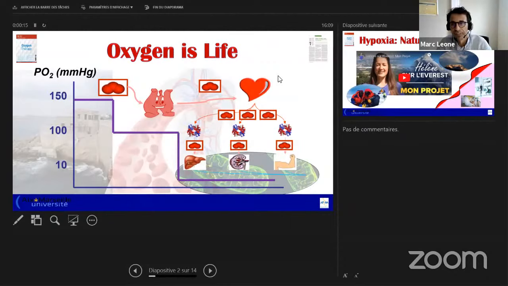I like this figure. It's my favorite figure in medicine that shows you that we have in the air 150 millimeters of mercury of PO2, and to make my mitochondria active, I need only a few millimeters of oxygen, and this is at the level of the sea, and this oxygen is just life, and that's only what I can do for my patient with hypoxemia.